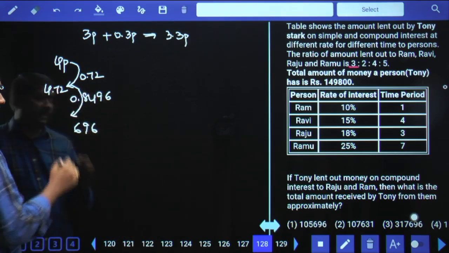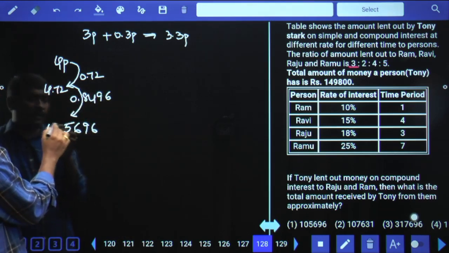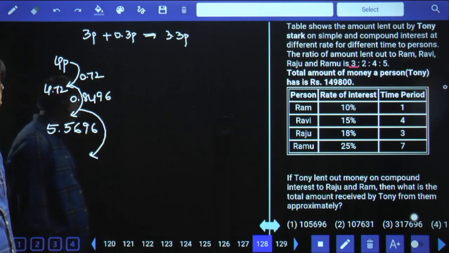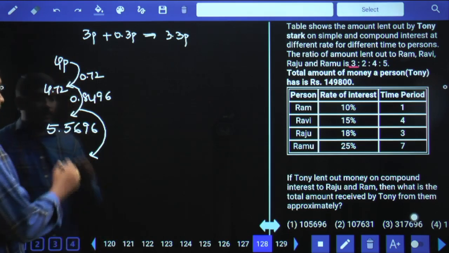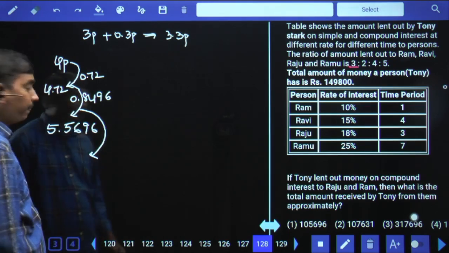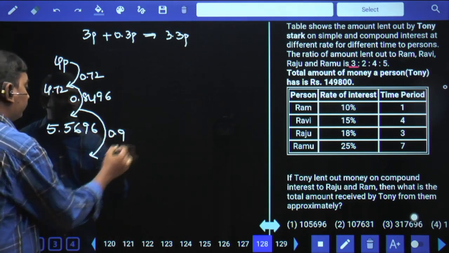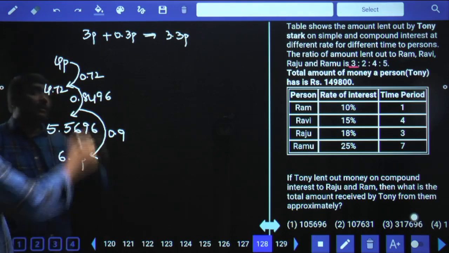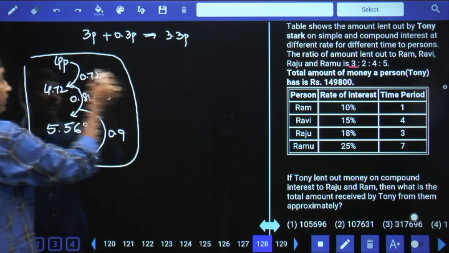So it is 5.5696, second year. Again, third year also 18%. Take it as approximately 5.5. So 5.5, 18% means 0.9. So this became 6.5 parts approximately finally. So this amount is 6.5 parts.